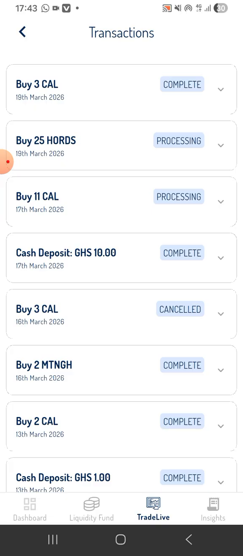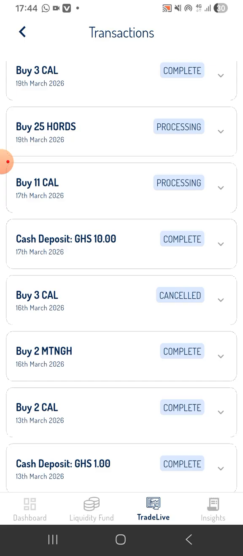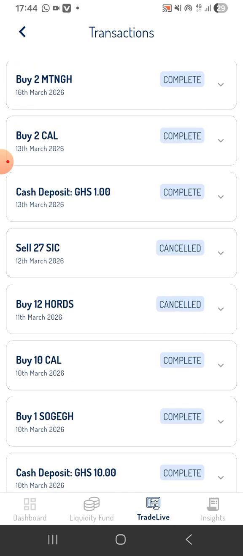For some of them they are complete, some of them are processing. Depending on when you place the order, some of the orders may not go through successfully. So they may wait 30 days, and then you see that the order will be cancelled, and then they would reimburse you. So your money will be given back to you. For all the transactions that you have made in the past, you see all of them here.